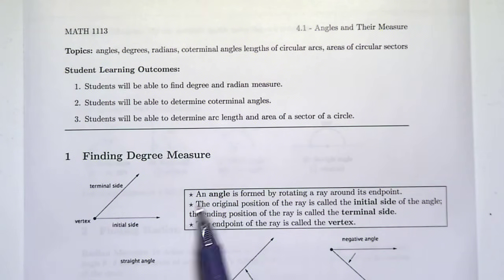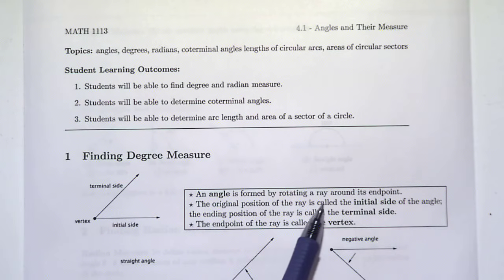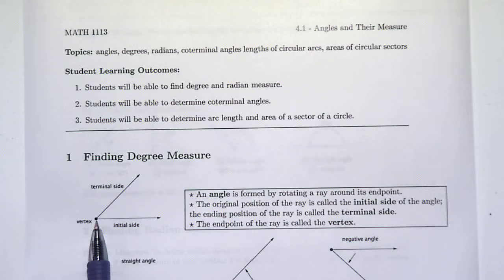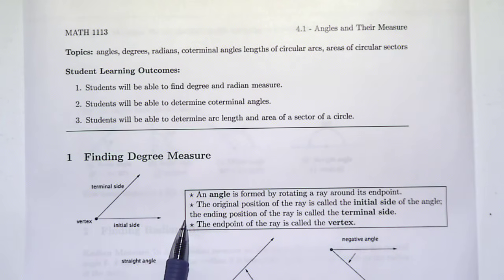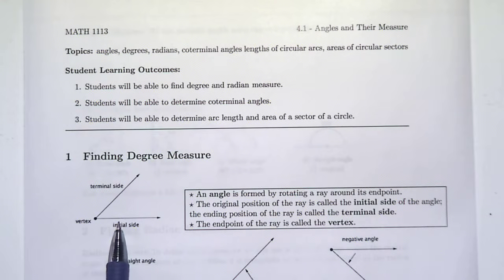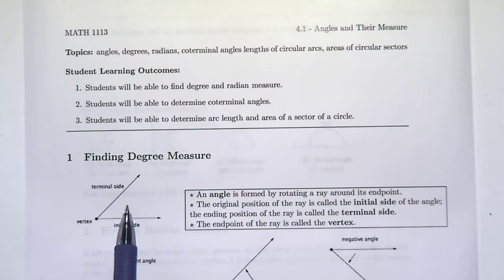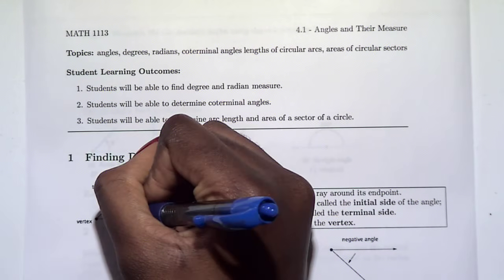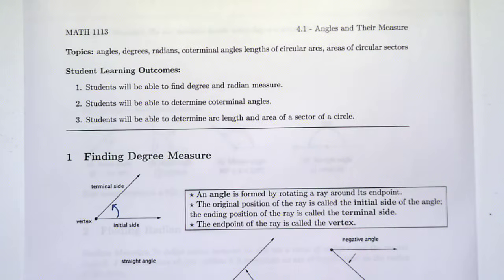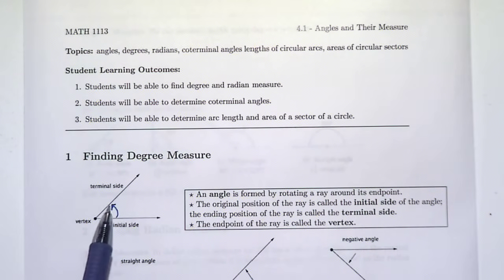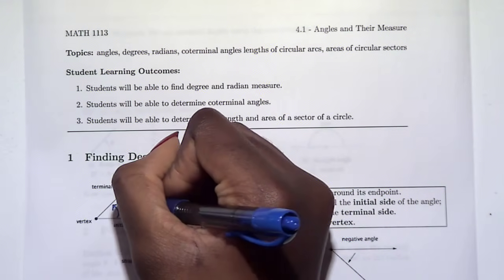So here's the definition of an angle. An angle is formed by rotating a ray around its endpoint. All right, so this is a ray. So you may have seen this in geometry. It's just a line that has like an arrow, so it goes on forever. So if we take this line and rotate it around, the space we make in here is called an angle.